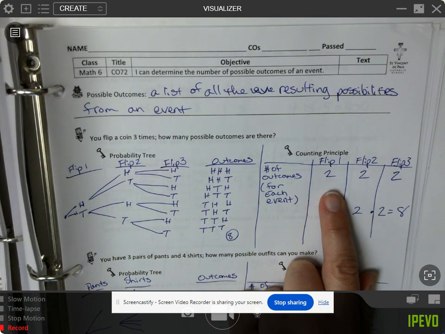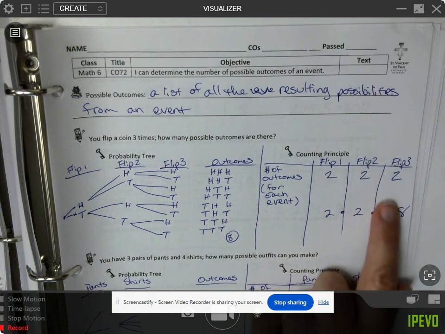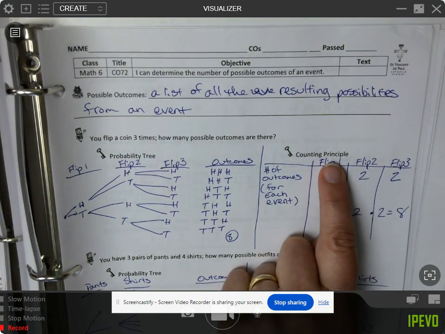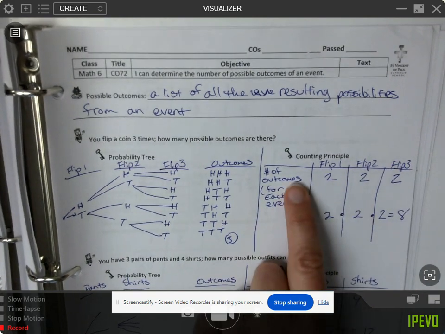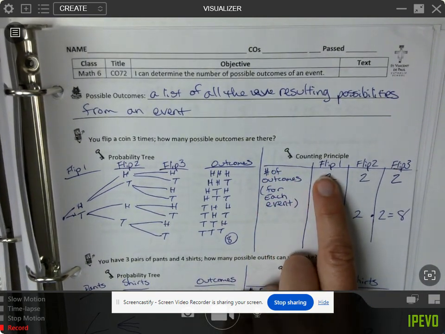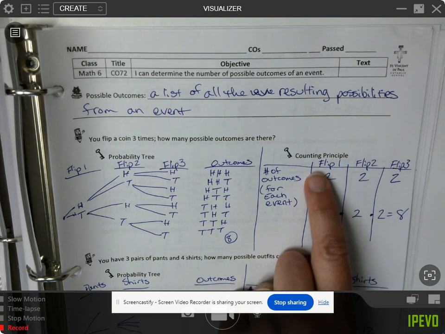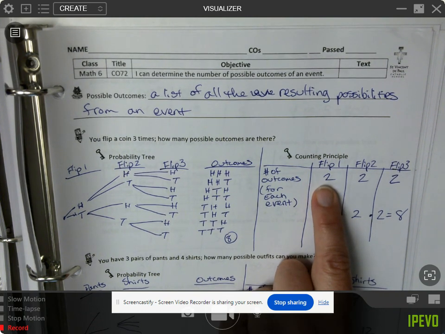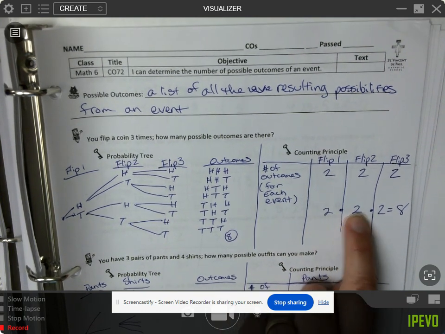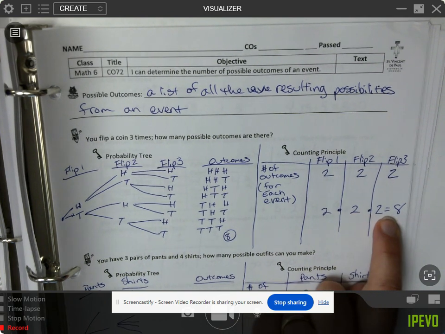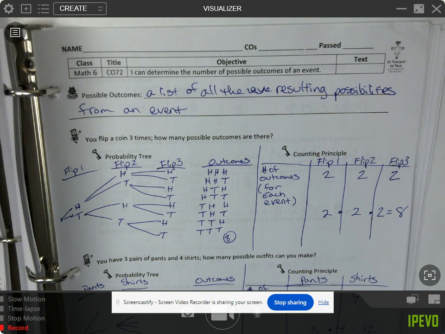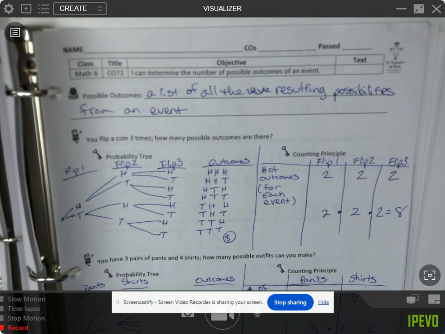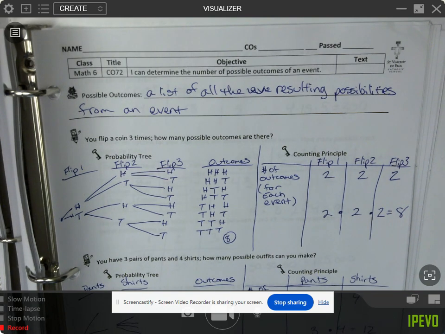So on your paper, you cannot write the actual example. I would put event 1, event 2, event 3. I would put outcomes, and then I would put like a variable, like O for the outcome, times O for the outcome, times O equals, right? So you can't do an example, but that's kind of like the formula. So my friends that are not writing it down, it's going to hurt you on the test next week.